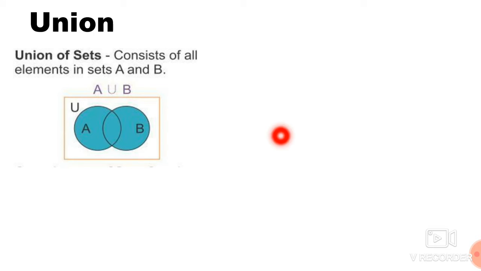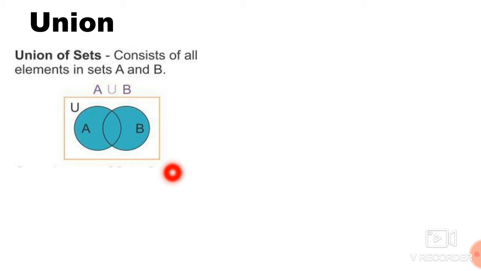The operation of union is defined as follows: the union of two sets will consist of all elements in set A and set B. If we are finding the union of set A and set B, then the resultant set will consist of all the elements that belong to set A and set B.